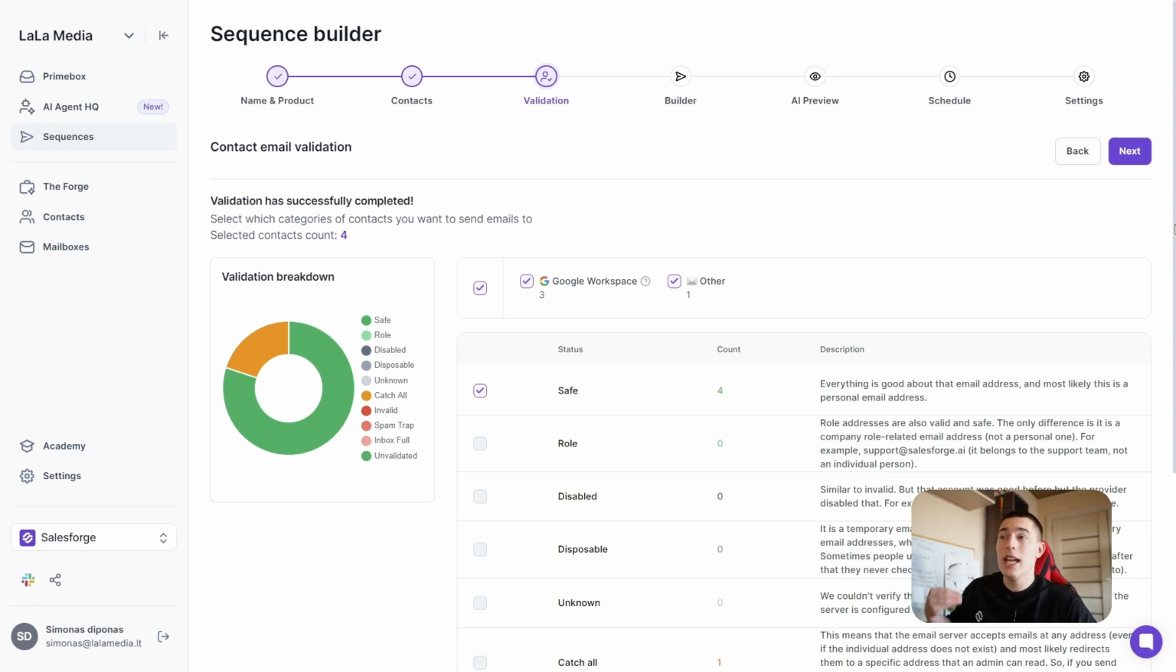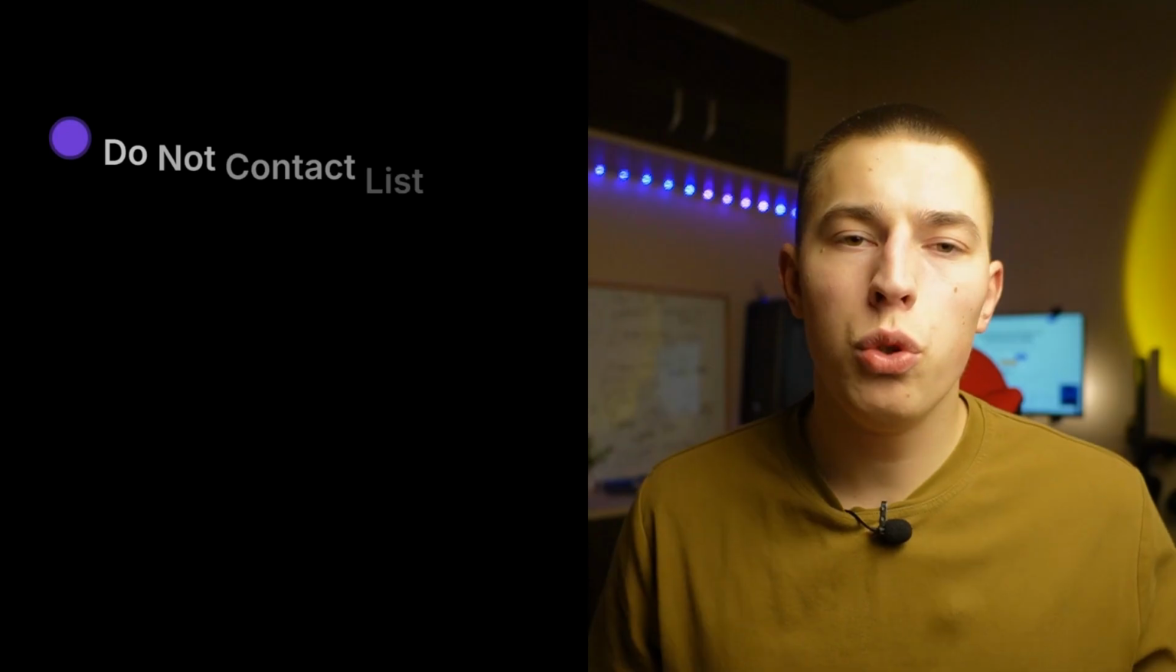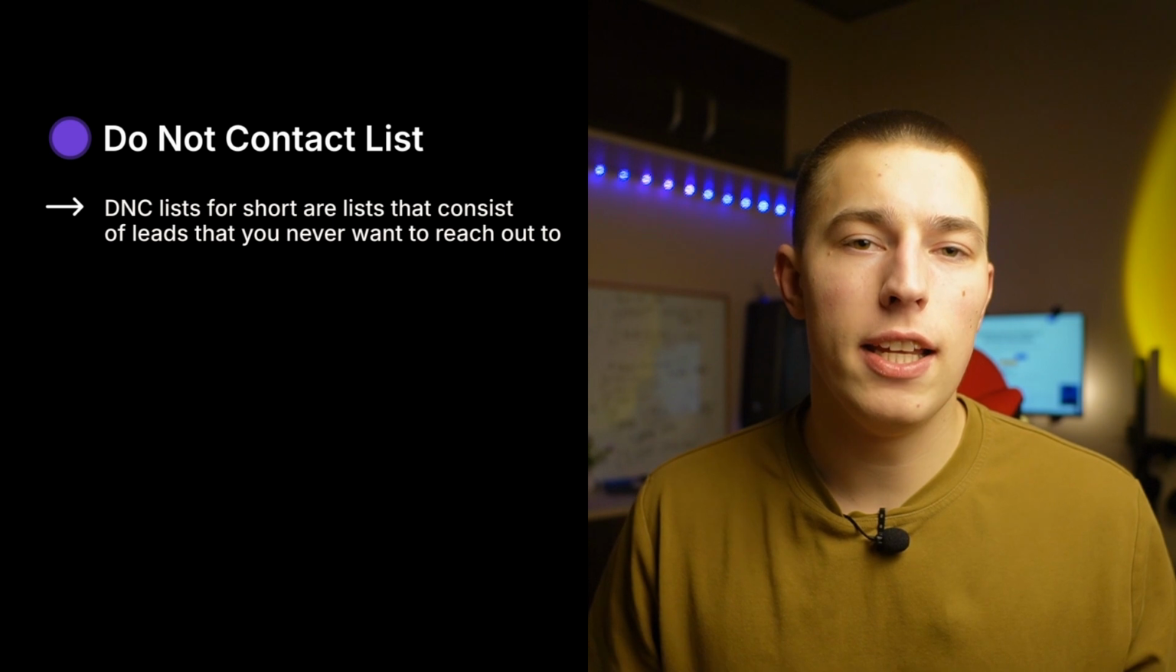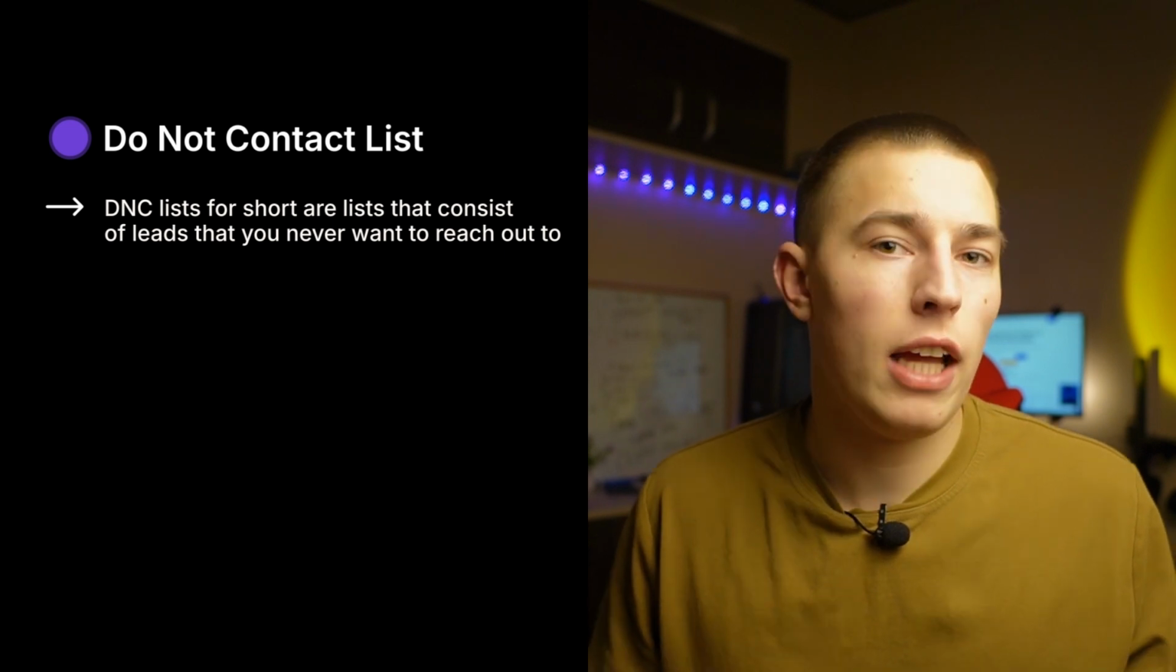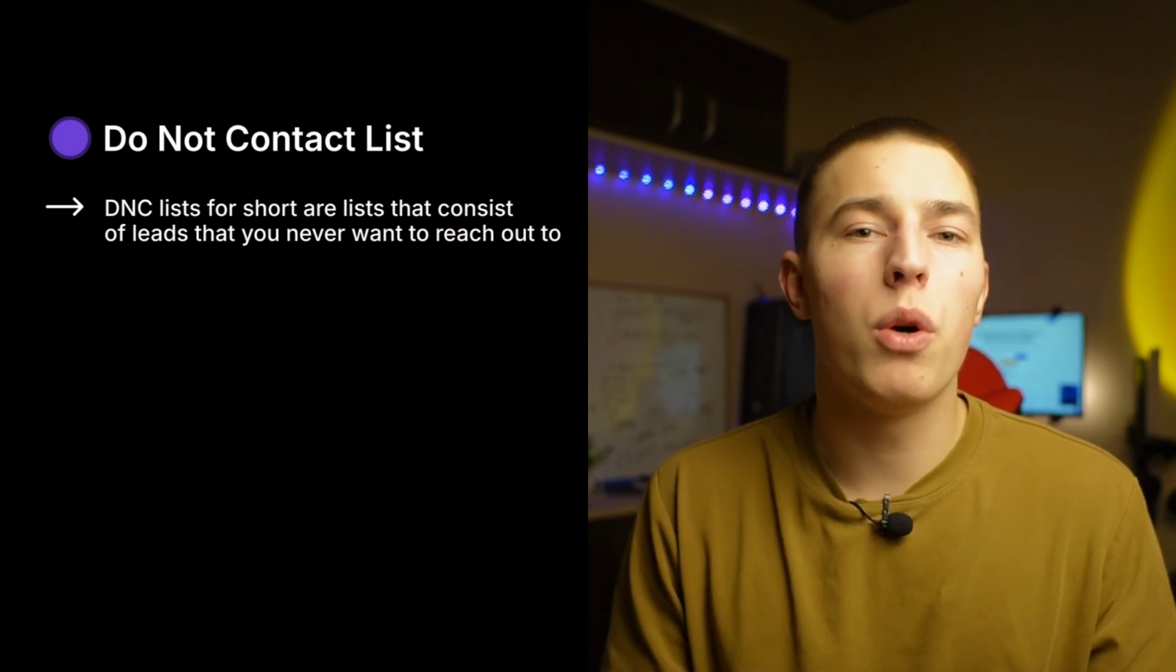And once you do that, it's simple. You click next and add the validated emails to your sequence. Now, there are some occasions where you don't want to reach out to some people. For example, you don't want to reach out to your competitors or people you reached out to in the past. That's why there's a thing called a DNC list, do not contact list. And we'll talk about it in the next module. Do not contact lists, or DNC lists for short, are lists that consist of leads that you never want to reach out to.